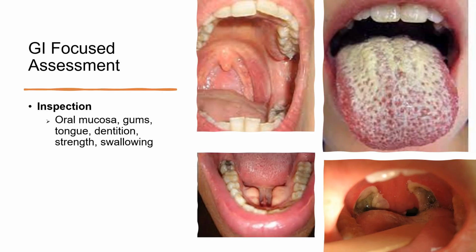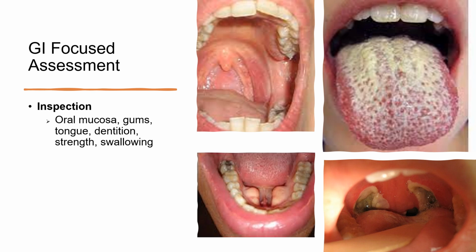So now we go into our focused physical assessment of our GI system, and that's going to start with inspection. We are going to look in the mouth because we know that's where our GI system starts, and you want to get a bright light and inspect that oral cavity. We're going to look at the oral mucosa, the gums, the tongue. We're going to look at the teeth. And we also want to take into consideration the jaw strength, that muscle strength, and the patient's ability to swallow. So as you can see in the picture, you can see a lot of things in the mouth.